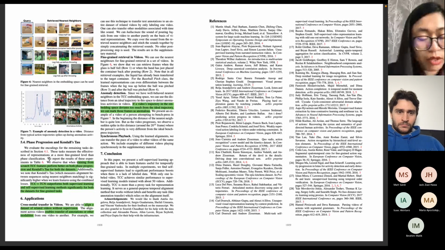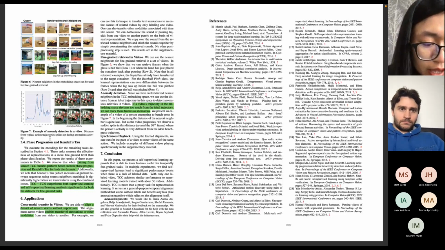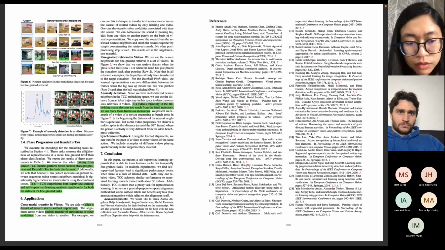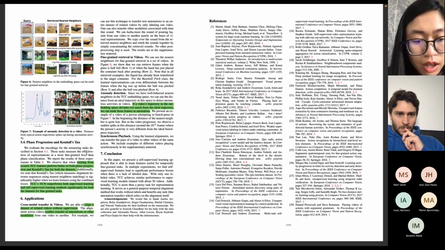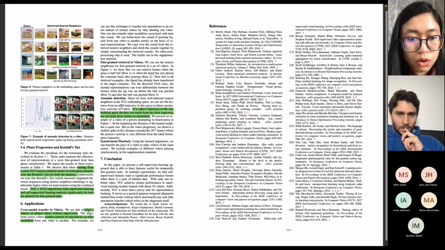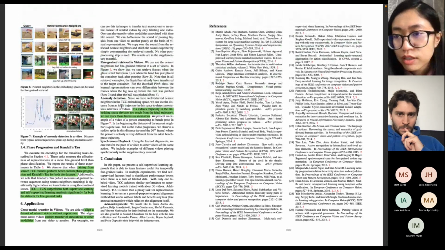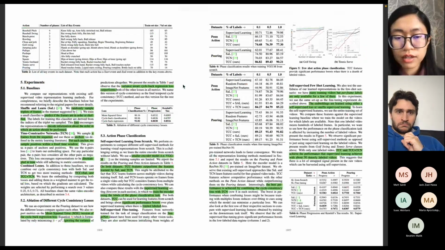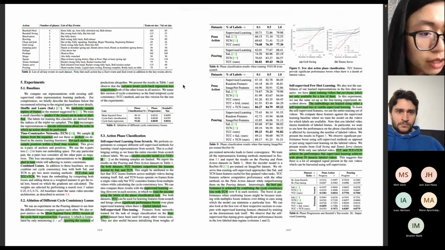But if you don't need to train from scratch, we have this pre-trained model, then the combination again of TCC and TCN performs better. So it's basically the same. Yeah, I think that's all. We discussed a bit about the applications. So I think that's all about this paper. Any other comment? Anything I'm missing?